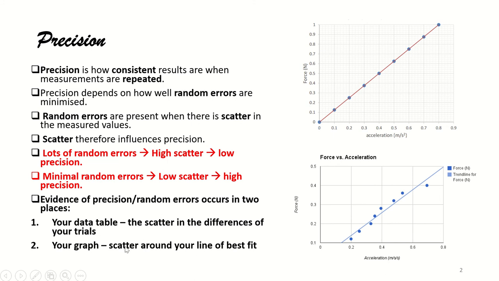Another way that you can identify whether there were random errors in your experiment is if you look at your graph and there is scatter around the line of best fit, that means that there are random errors present. If there are no random errors present, your points for each force applied would be exactly in a straight line. So force and acceleration are directly proportional to each other, which means that they should be a straight line through the origin. But obviously your results aren't going to look like that because there's going to be the presence of random errors, which is causing scatter and imprecision in your results.